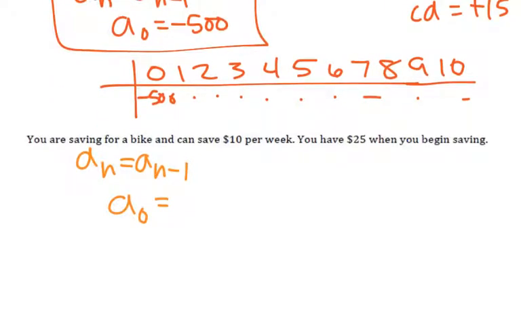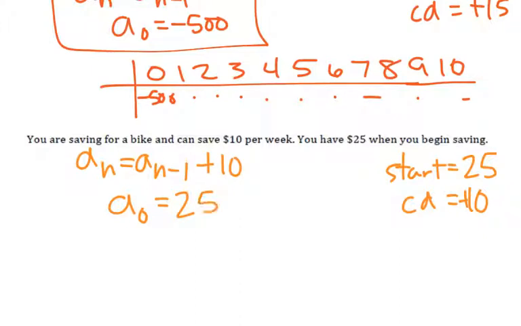Okay, now for this second one, again, where did we start? What's that zero term? And what's my common difference? What's the pattern? You're saving for a bike and can save $10 per week. So I'm going to be saving or adding $10 each week. Okay, that's my common difference, which would go right up here, right? You have 25 when you begin saving. So there's my start. So we start at 25, and there we go. And then again, depending on what I need to figure out, I can then use that information to help me figure out that pattern. Okay?